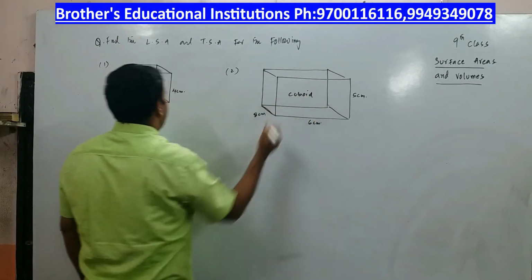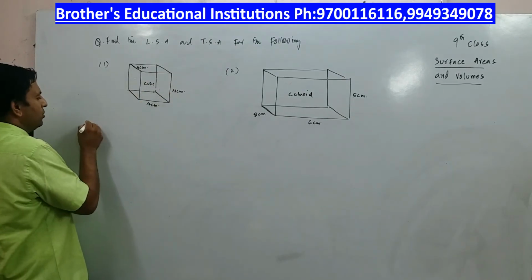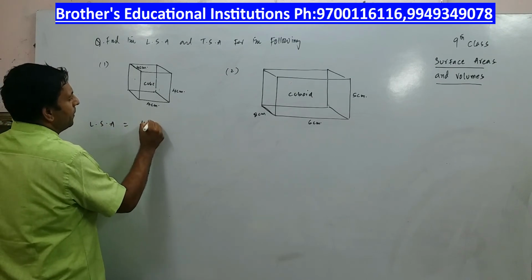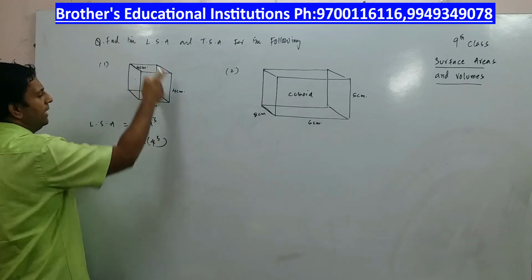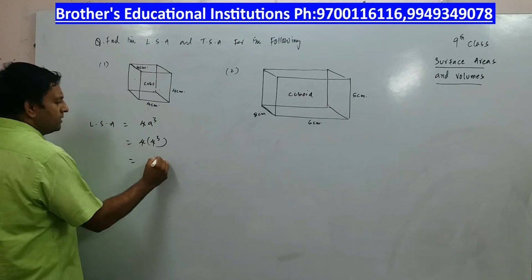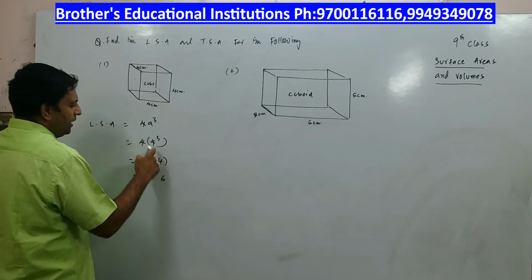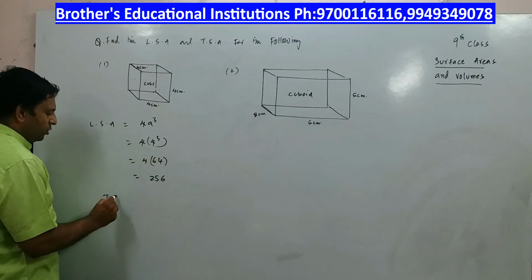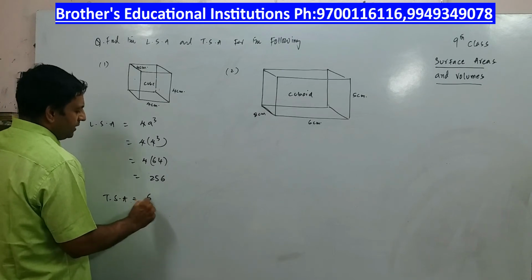How do we apply? These are the dimensions given to you. For the cube, all sides are equal. So the lateral surface area of a cube is 4 into a squared. So it is 4 into 4 squared because the side is a. So what is 4 squared? 16. 16 into 4 is 64, and 64 into 4 comes to 256.